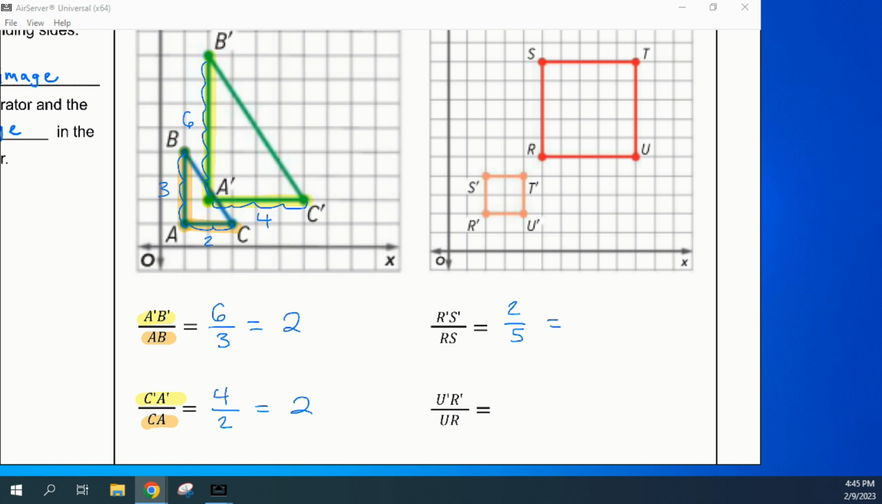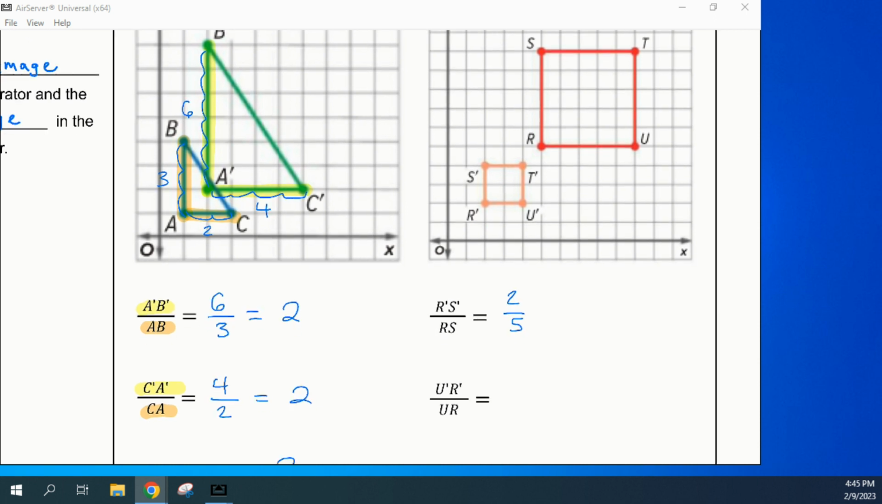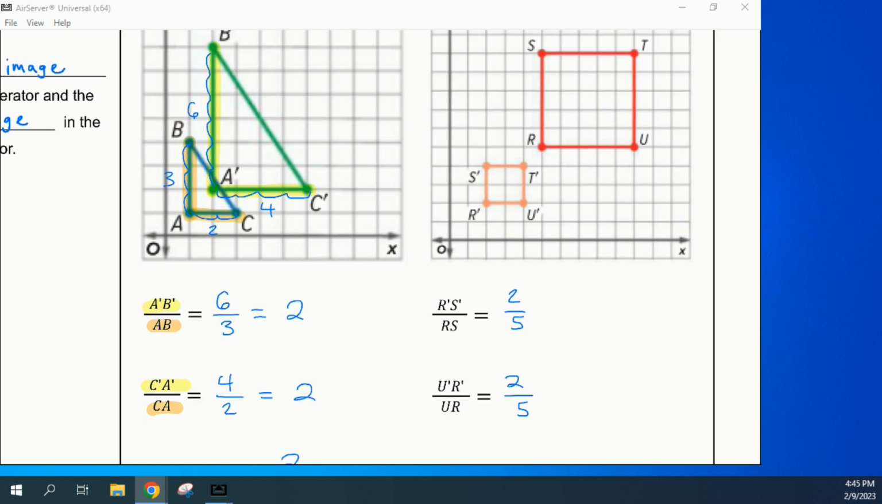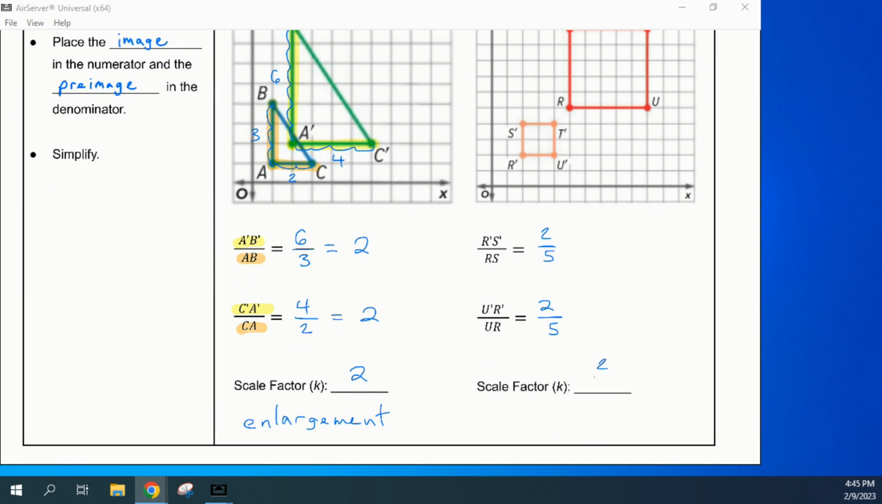So really this is going to be a scale factor, I'm going to leave it as a fraction, of 2/5 if the U to R works the same. So from U to R, you can count that. U prime to R prime is going to be 2. U to R is going to be 5. So we did get the scale factor. It is 2/5. Boy, that was brutal. Okay, this would be called a reduction.